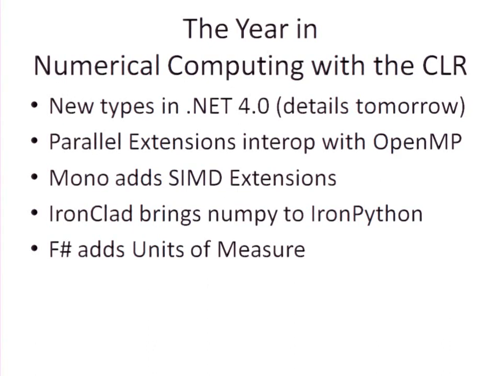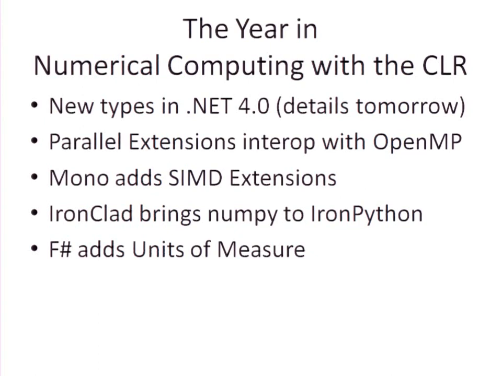Five significant things have happened. We're going to see some new types in the CLR 4.0, like complex and big integer and stuff. And I'm sure we'll learn more about that tomorrow. The Parallel Extensions group has announced that they are going to interoperate with existing parallel standards like OpenMP, which is a big deal for numerical computing because so much code is parallel already with those other standards.